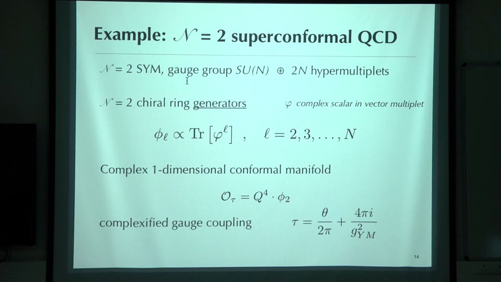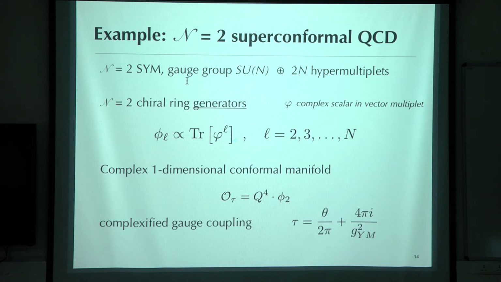So here's the canonical example that I would like to consider. It's N=2 superconformal QCD. It's N=2 super Yang-Mills theory, and from now on I will be very explicit. So we have gauge group SU(N) coupled to 2N hypermultiplets, which is a well-known superconformal field theory. The N=2 chiral ring operators that I was talking about here have a very specific form. Phi is the complex scalar in the adjoint representation in the N=2 vector multiplet. Basically, the N=2 chiral ring operators are single trace operators that I can build out of powers of phi, and all their multi-trace products. Okay, this is the N=2 chiral ring here.